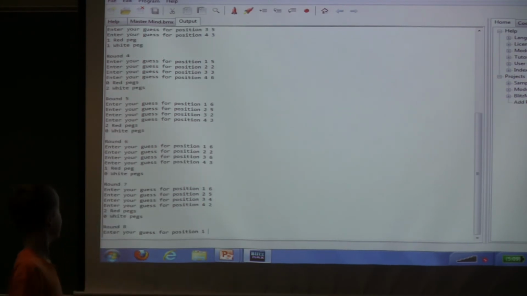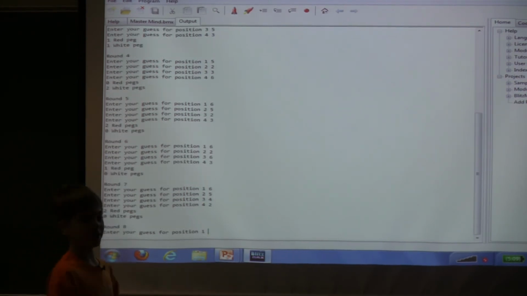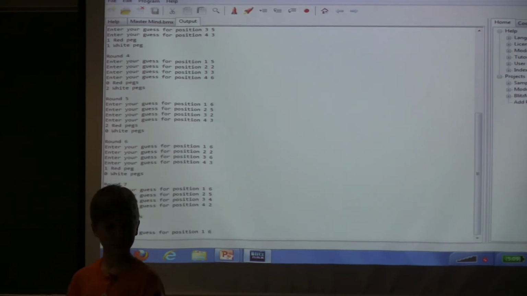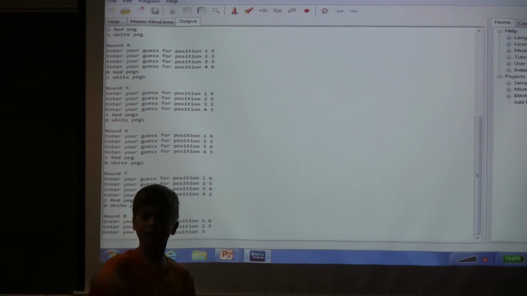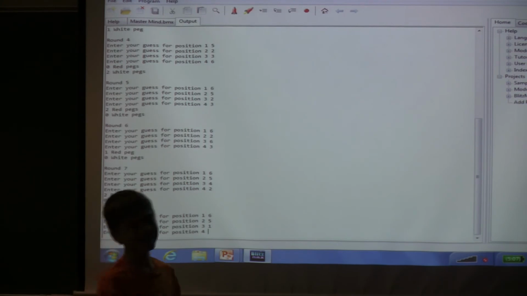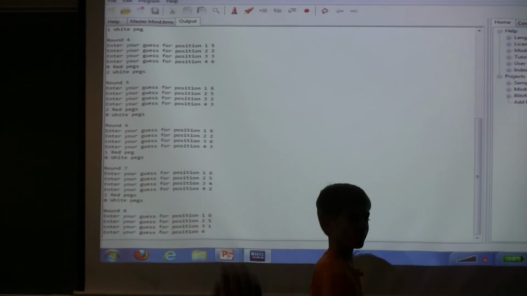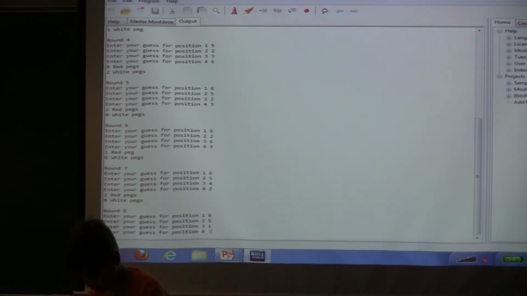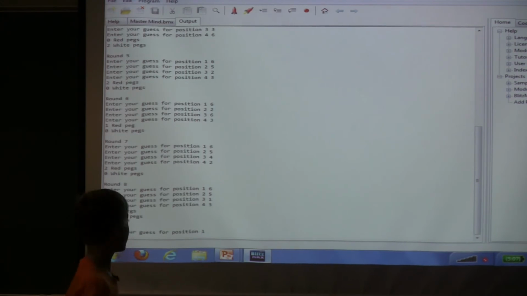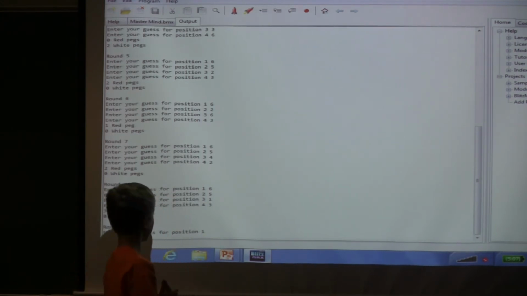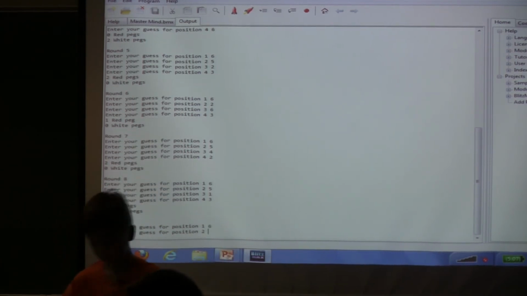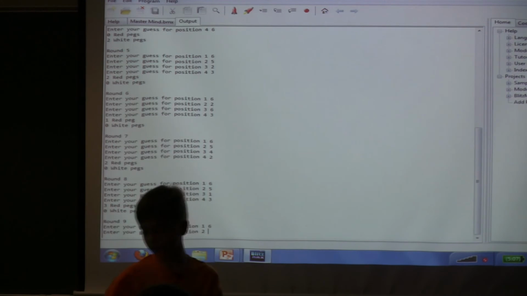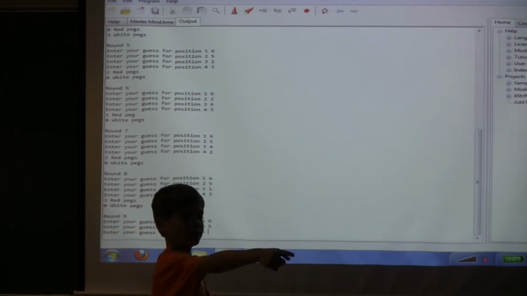2 red pegs. So if it gets to 10 rounds, then we all lose. 5, I think. 6 and 5. If you get to round 10, we lose. 5, 1, 3. Nice, 3 red pegs: 6, 5, and 1. Is this the last one? 6, 5, 1.